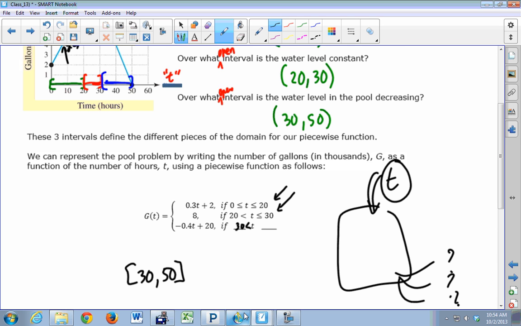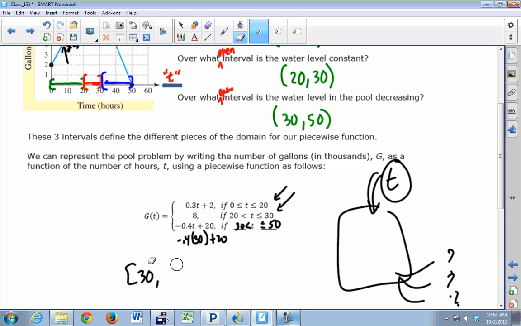30 is less than t, which is less than or equal to 50. Okay, that's fine. Now, someone might argue, couldn't I say 30 is less than or equal to t? And if you put 30 in here for t, look what happens. Negative 0.4 times 30 plus 20. Okay? And what value would you get? You would get 8, right? Because this is negative 12 plus 20, which is 8. It's actually the same exact value up here. When t is 30, it's 8. So that is confusing to students sometimes.